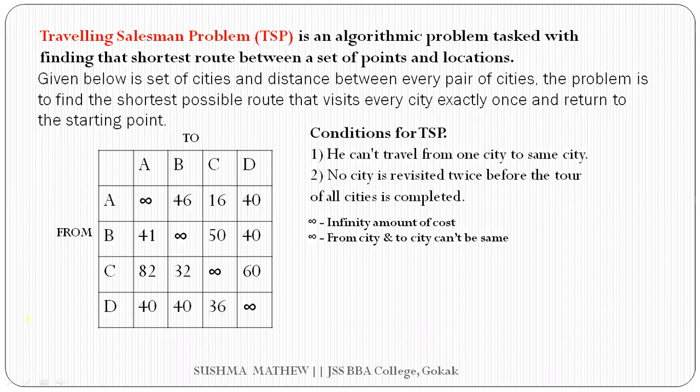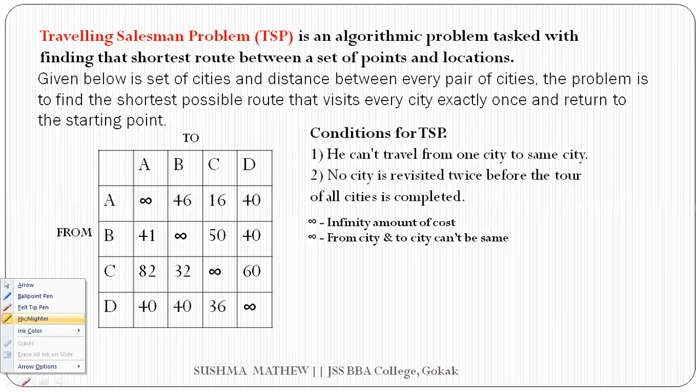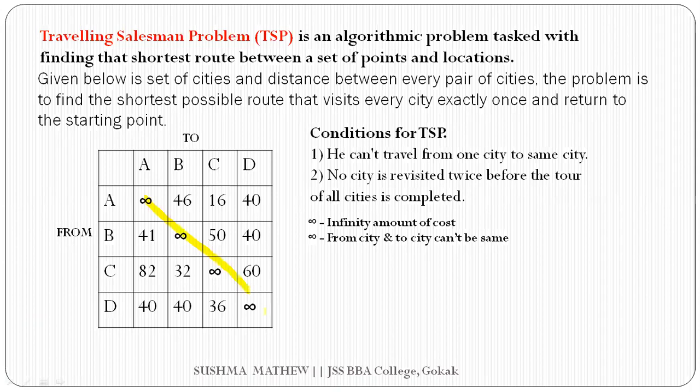From A to A he can't move, from B to B he can't move, from C to C he cannot make a move, and from D to D he cannot make a move. The understanding of this infinity is also that the cost associated with it is a much bigger number. This has already been given. Sometimes wherever I have written infinity, you will not see anything written. Sometimes they will just put a dash mark. By that also you have to understand that from and to the same city we cannot make a move.